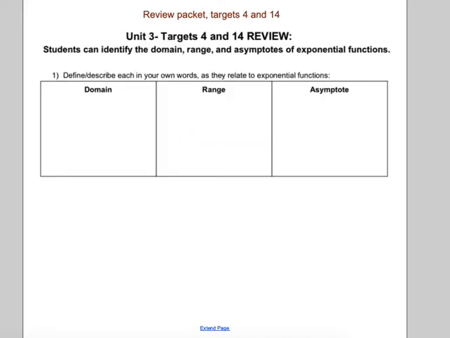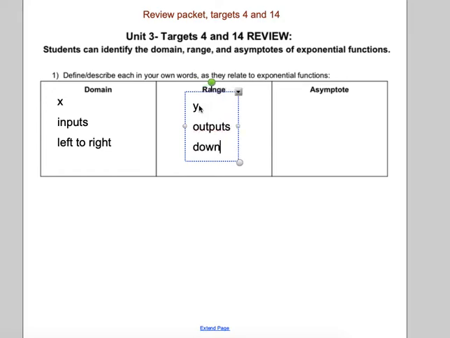And that's 13 review. Moving on to 14. Describe in your own words domain. Domain makes you think of the x values, which are the inputs, and the x-axis runs from left to right. So when you're looking at domain, you're always going from low to high, and low on the x-axis is to the left. The range are the y values. We call those the outputs, and low to high on the range is down to up. How far low does your graph go, and how far up does your graph go?